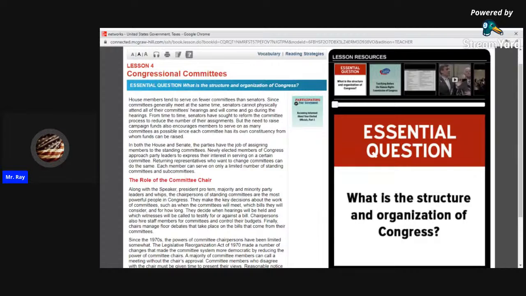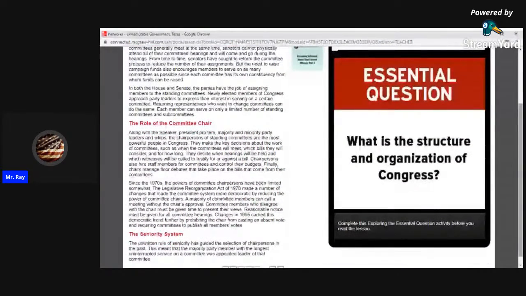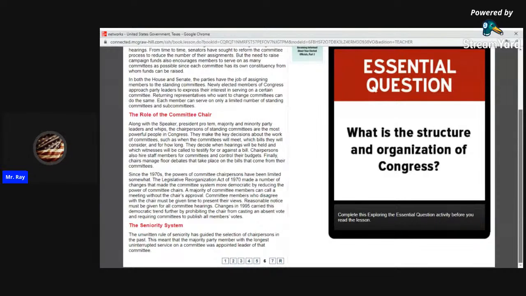Since committees generally meet at the same time, senators cannot physically attend all committee hearings and will come and go during the hearings. But sometimes senators are asked specifically to reform the committee process to reduce the number of their assignments. But they need to raise campaign funds, also encourage members to serve on as many committees as possible. And again, in both the House and the Senate, the parties are the ones that assign members to the standing committees. Newly elected members of Congress approach party members to express their interest in serving on a certain committee.